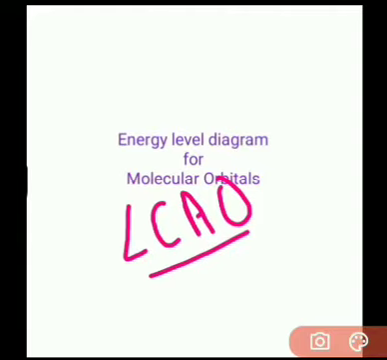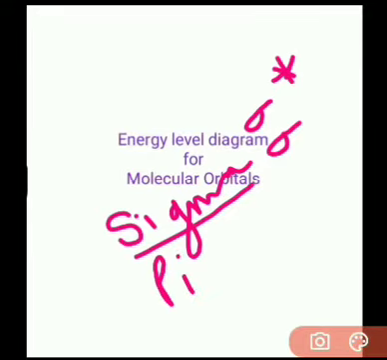And students, we have also seen the types of molecular orbitals, where we have seen that there are basically two types of molecular orbitals. One is sigma molecular orbital. If it is bonding, it is known as sigma. If it is anti-bonding, it is known as sigma star. And the second type of molecular orbital is pi molecular orbital. When it is in bonding state, it is called pi, and when it is in anti-bonding state, it is called pi star.